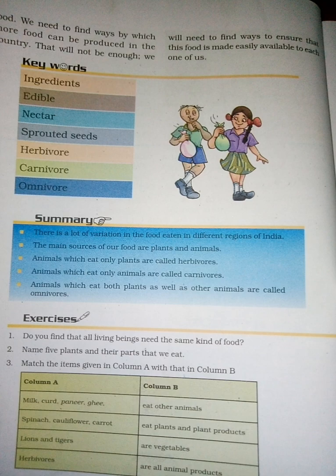And now here are some keywords. Ingredients are the materials used to prepare food. Edible means the eatable thing. Nectar is the sweet flower juice. Sprouted seeds: when the white colored structure comes out, it is known as a sprouted seed.